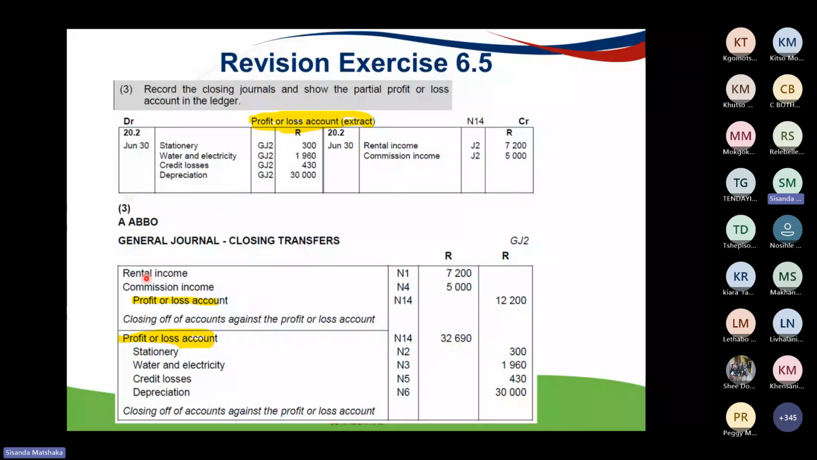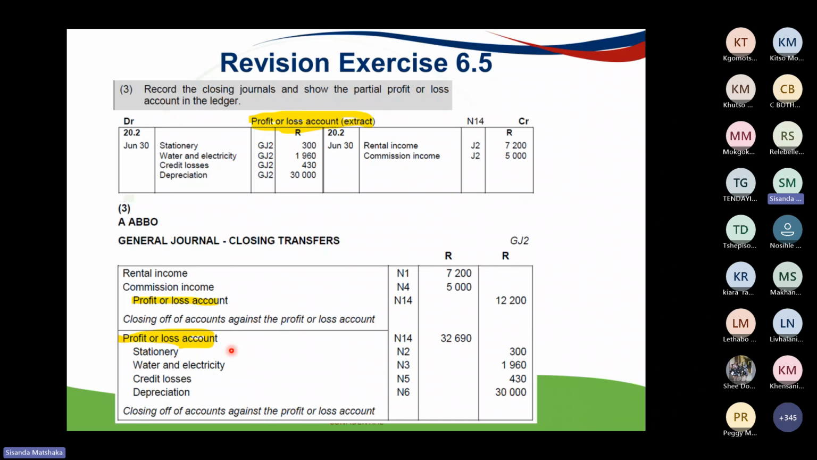And then looking at how this would impact your general journal. We are closing out the income accounts. So in order for us to close them out, we need to debit rental income and debit commission income, where we would have cleared these accounts to the profit and loss account. So these accounts at the beginning of the next year would come to 0, which is what we want to see, because these are all your income statement or profit and loss related accounts.